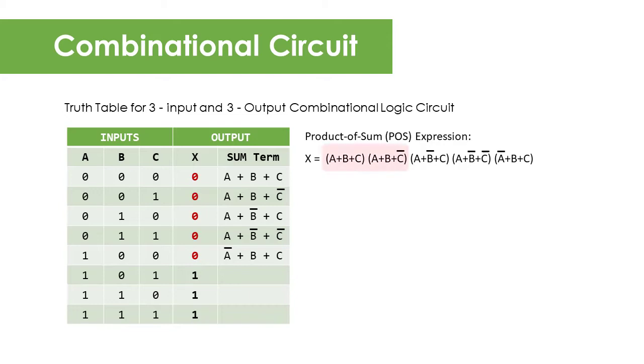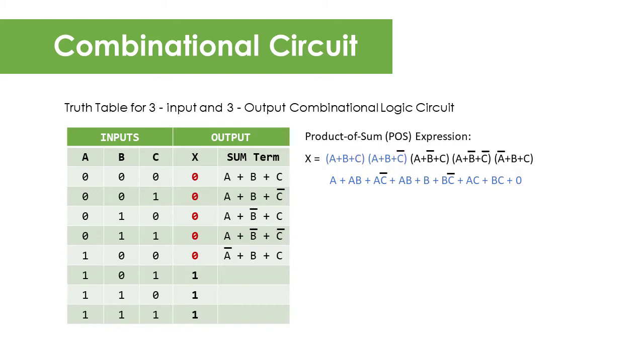First, let's apply the distributive law to these two terms. A times A is A, plus AB, plus AC bar, plus AB, plus B times B is B, plus BC bar, plus AC, plus BC, plus C times C bar is 0.